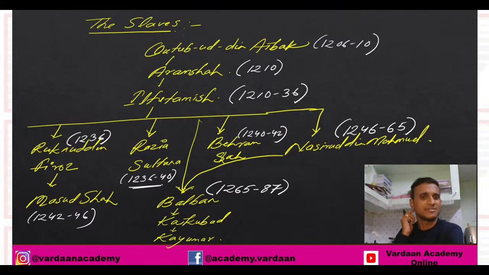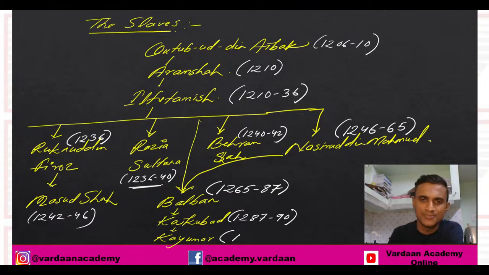Okay. In 87, Balban is going to die, and after Balban, his grandson is going to be the next Sultan, that is Qutub-Ud, and he will be there for 3 years. Very weak ruler. He will be there for 3 years from 87 till 90. Okay, and for a day or so, the infant child Kayumar is going to be the ruler. So I'll just write here 1290. Okay, so this is the complete chart that you see.